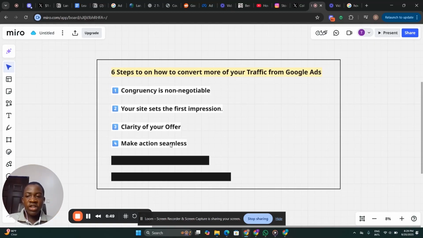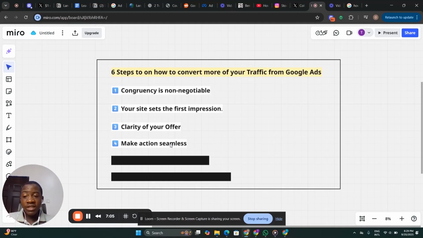When someone comes into the site, they have to see it because this is your CTA. This is what people are going to click on to take action on your site. It has to be visible, it has to be visible enough.